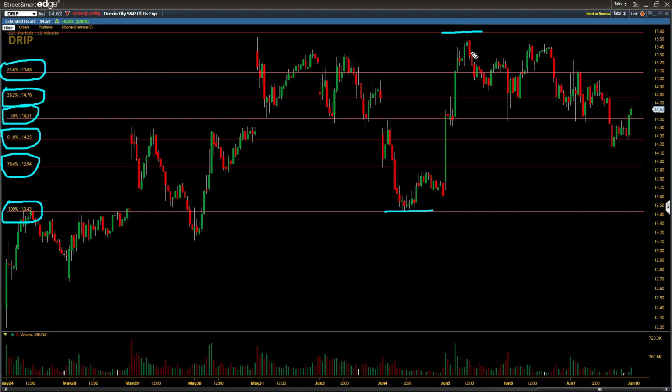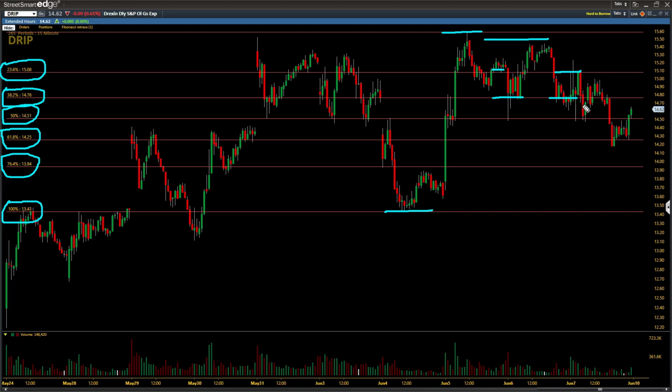We get this pullback. It falls below the 23.6 level, comes back up to the level, and then it's just sitting right at that level right there. Then fell through it, falls all the way down to the 38.2 level. Look at it, bounced right off of it, running all the way back up to the highs right there. Falls back down, hanging around this area of the 38.2 level up to the 23.6 level.